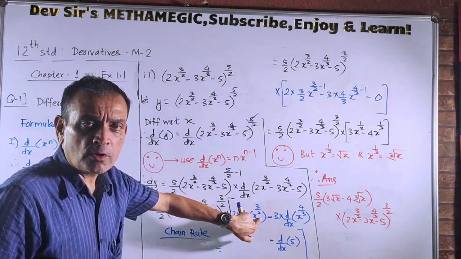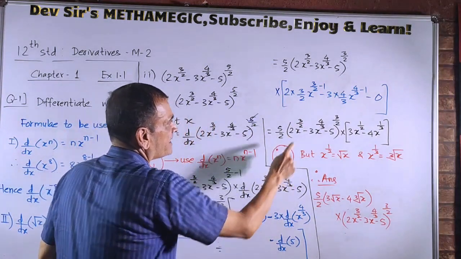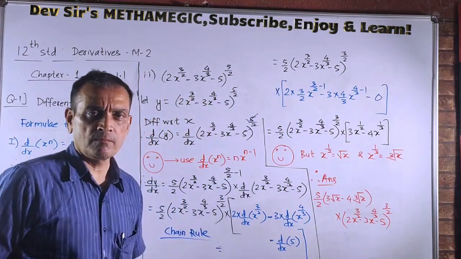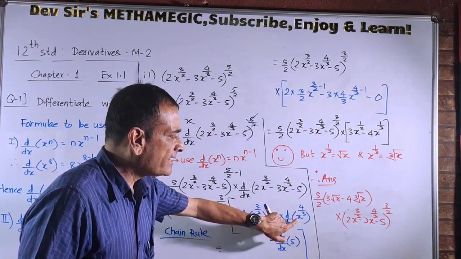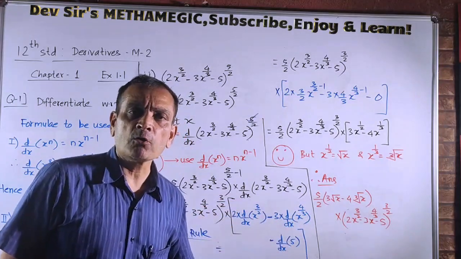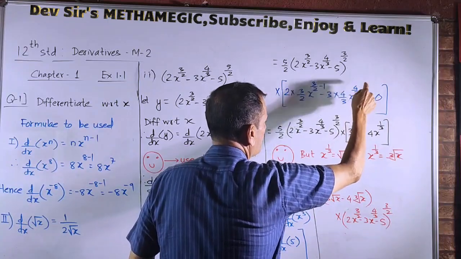अभी देखो यहाँ पे 2 into x raised to 3 by 2 डेरिवेटिव कैसे लोगे. 3 by 2 comes in front. x raised to 3 by 2 minus 1. 3 constant outside. d by dx of x raised to 4 by 3. How are you going to find out? 4 by 3 comes in front. X raised to 4 by 3 minus 1.